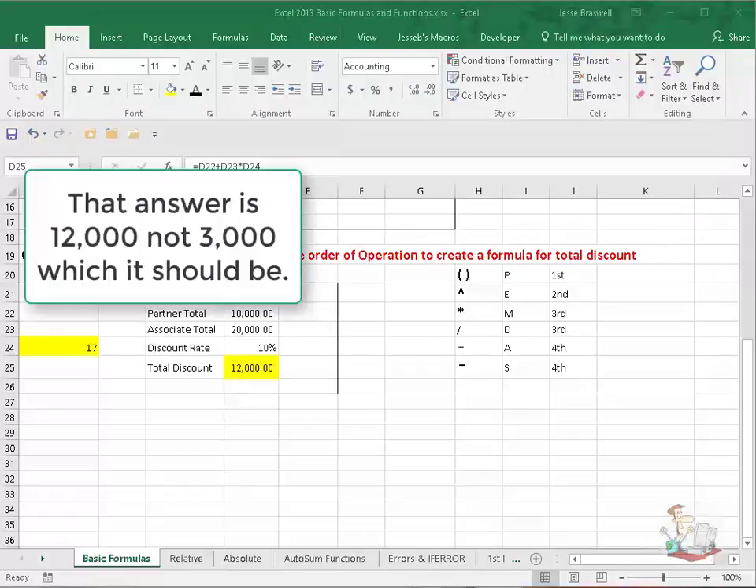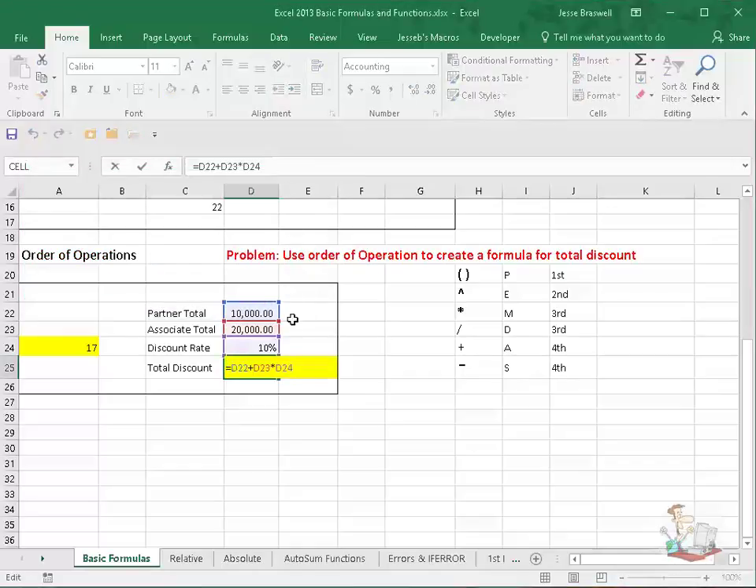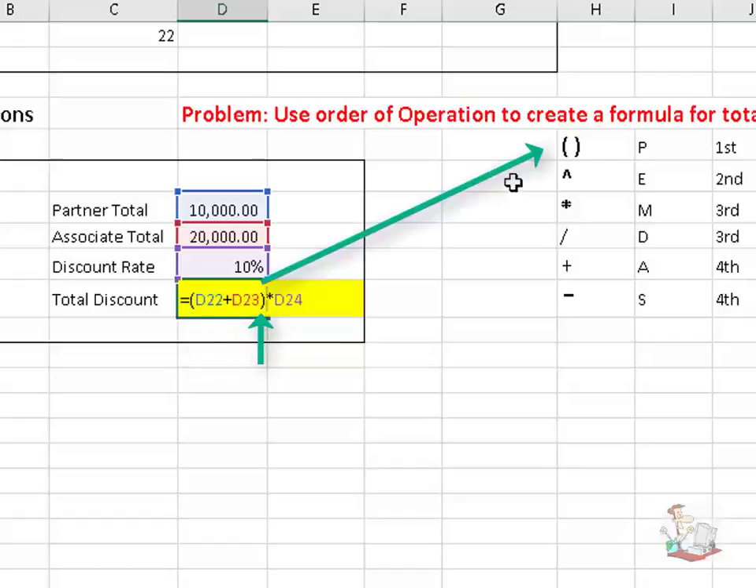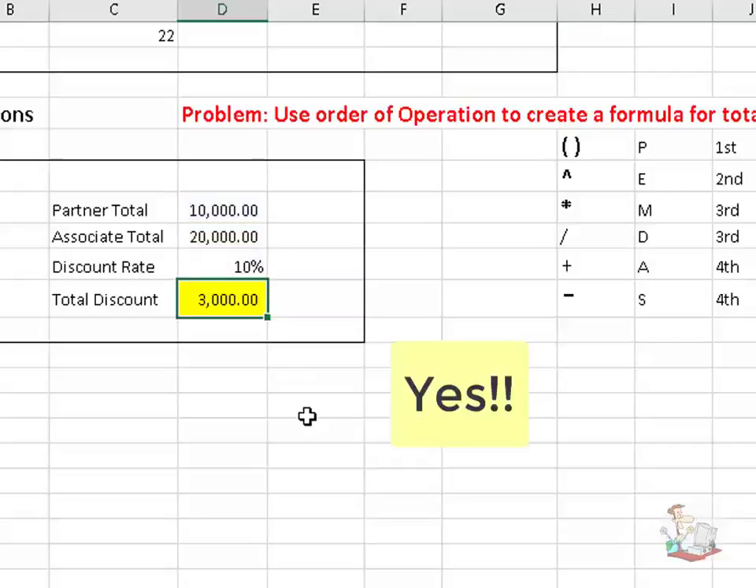So how do we control that? Well, we control that by putting parentheses around the first half of the formula, the first addition, because remember, parentheses are done first. This way, our 10,000 and 20,000 would be added together first, and then we multiply it times 10%, and that would give us the correct answer of 3,000.